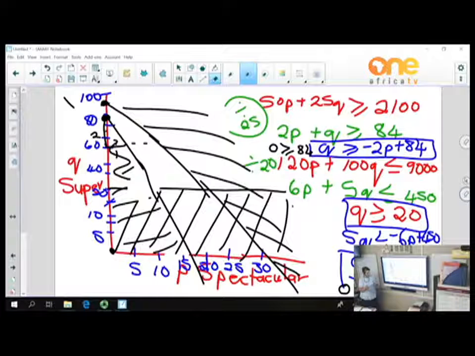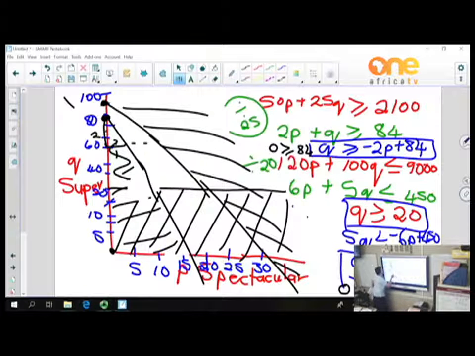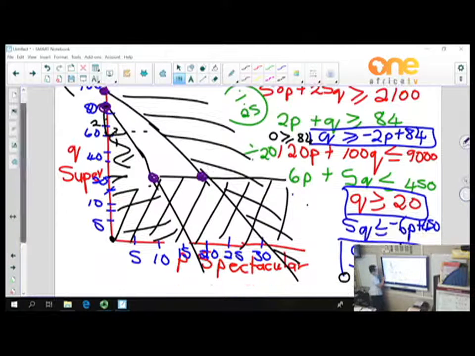And the last question says, find how many of these Roman candles the pack should contain if the profit is to be maximized. Now, where do we maximize now? On those 4 vertices, on the 4 vertices. Let's get another color now here. Okay, so it's here, here, here, and here, those 4 vertices.